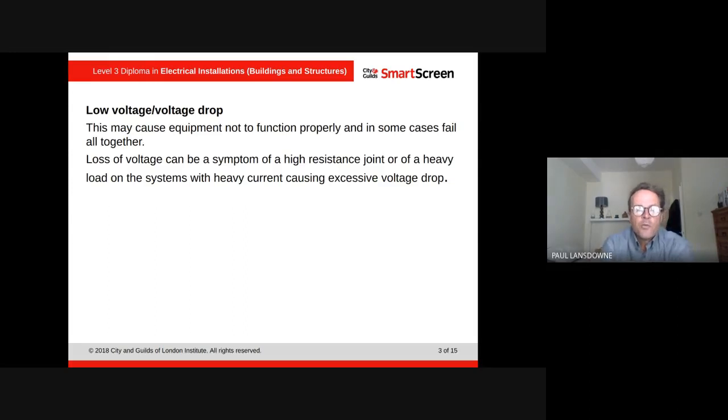Now, low voltage or volt drop. This may cause equipment not to function properly and in some cases fail altogether. Loss of voltage can be a symptom of high resistance joints or heavy load on the system with heavy currents causing excess volt drop. So the low voltage or volt drop may be the cause of another fault along the way. So we can look at those in a second.